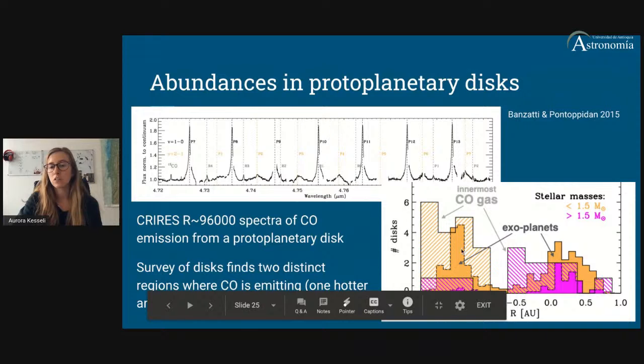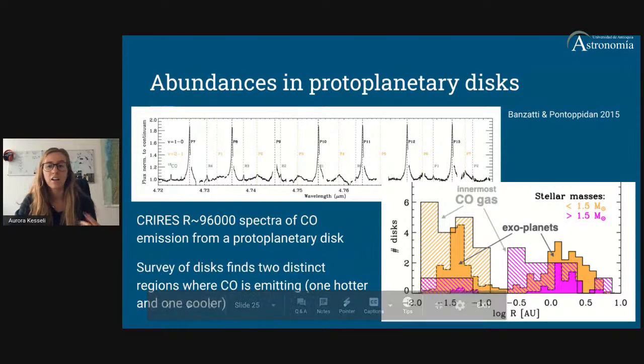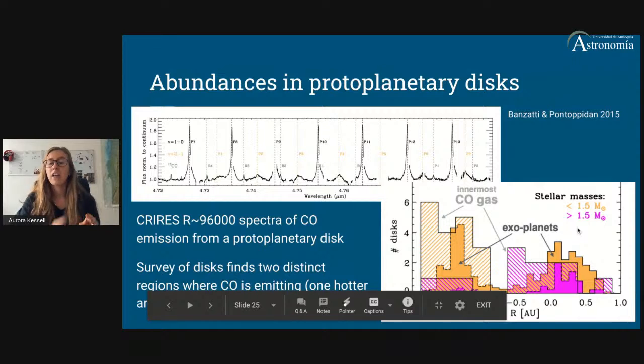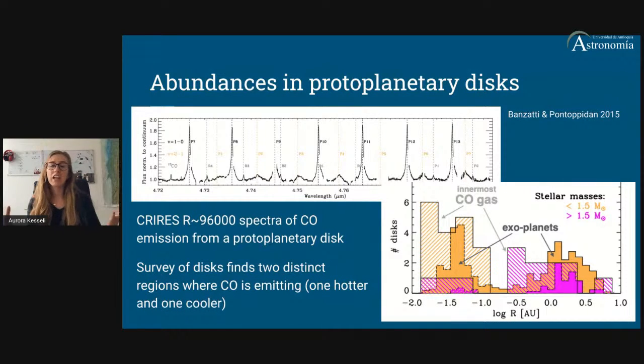And this paper from 2015 found that carbon monoxide was emitting in two different spaces, one kind of closer to the star, and one a bit farther out. And this depended on the mass of the star. And so by looking at these lines in the disks, we can kind of start to see where different gases and dust are and where planets are going to form.